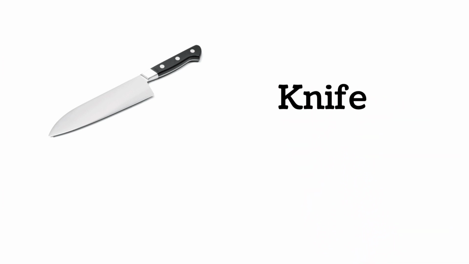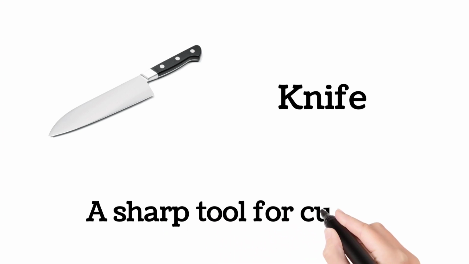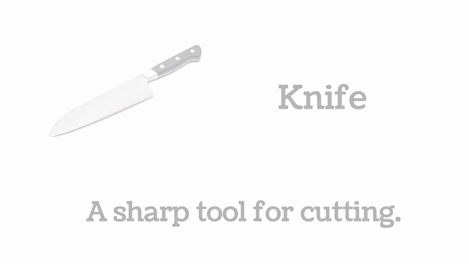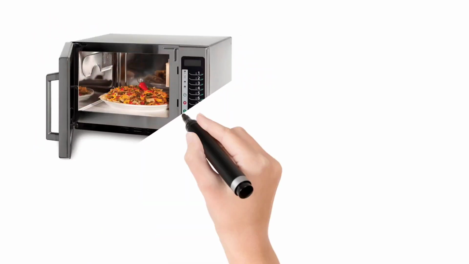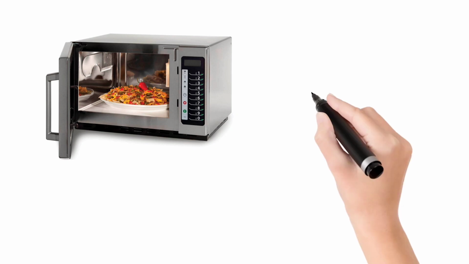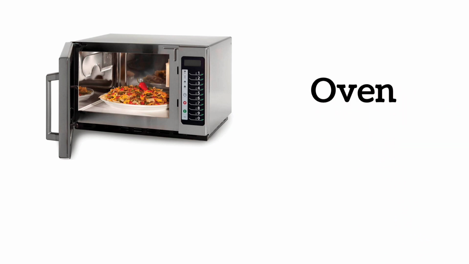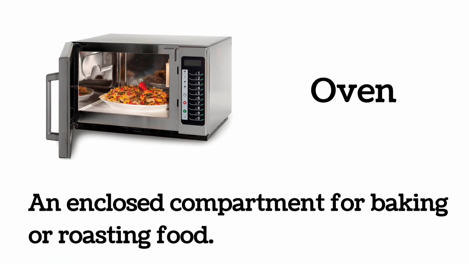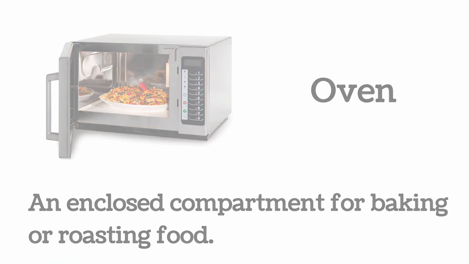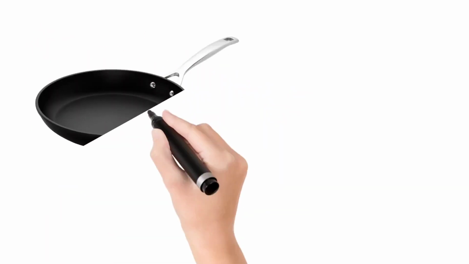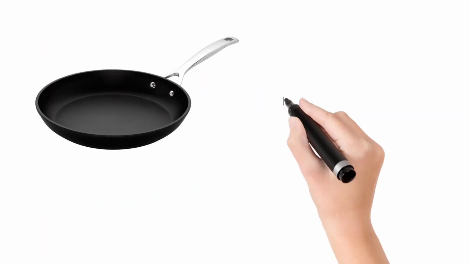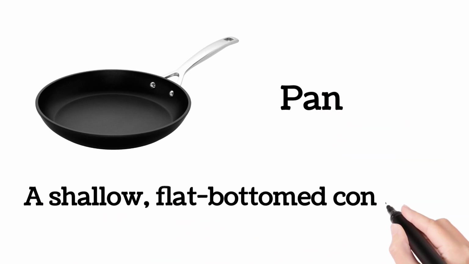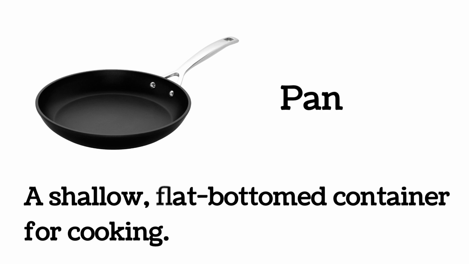Knife. A sharp tool for cutting. Oven. An enclosed compartment for baking or roasting food. Pan. A shallow, flat-bottomed container for cooking.